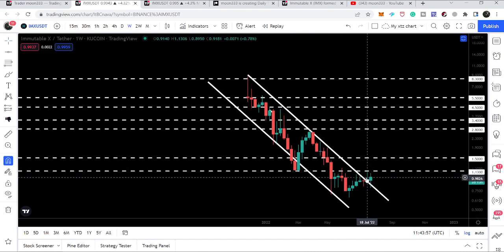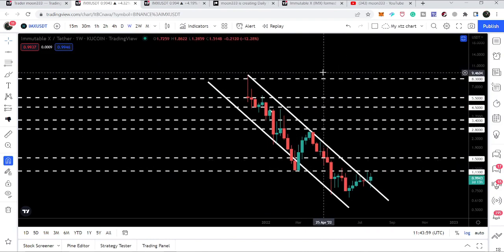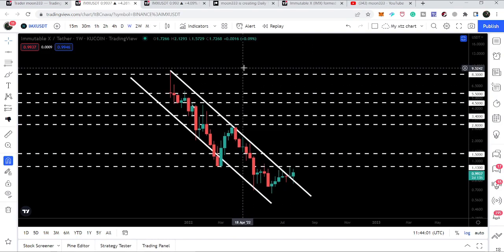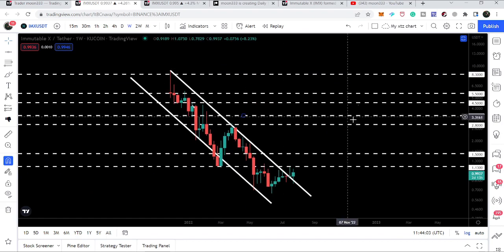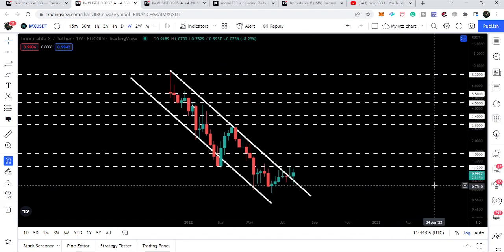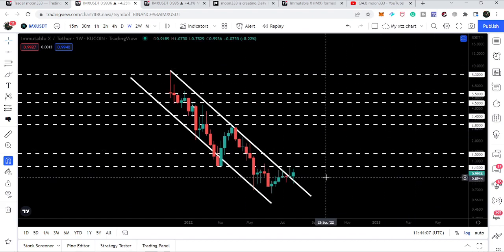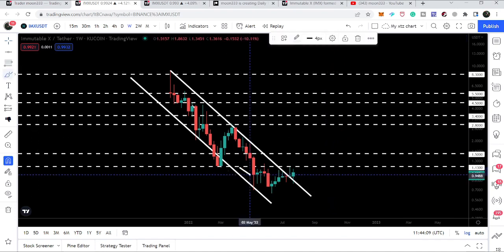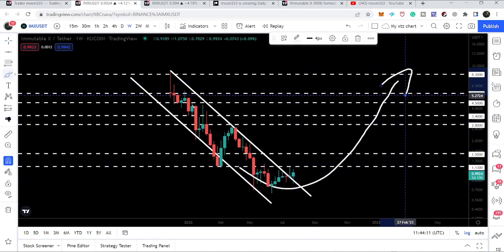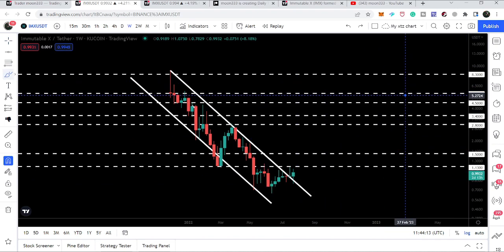and that is also the final target for this down channel as well, because after breaking out of the channel, the top of the channel can be our final target, and that is $8.30. Right now we are moving around $1, and from $1 all the way up to $8.30 will be a really very big move.